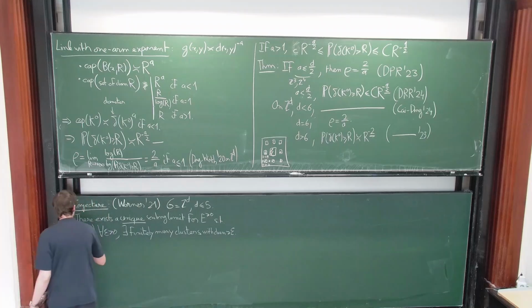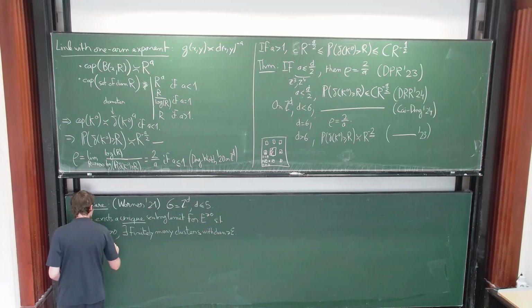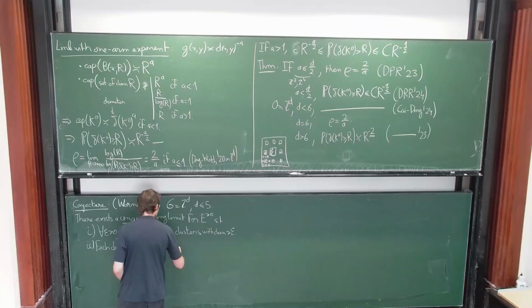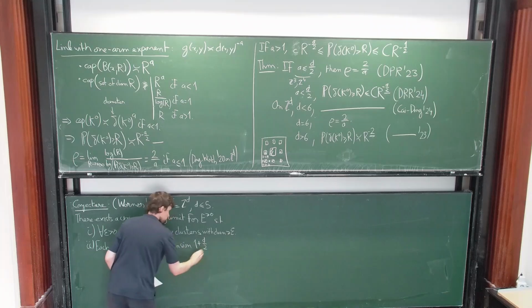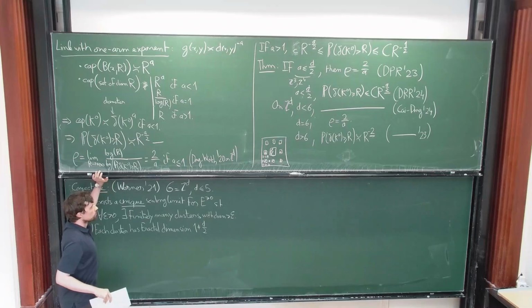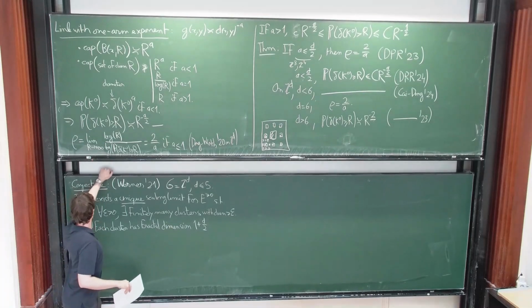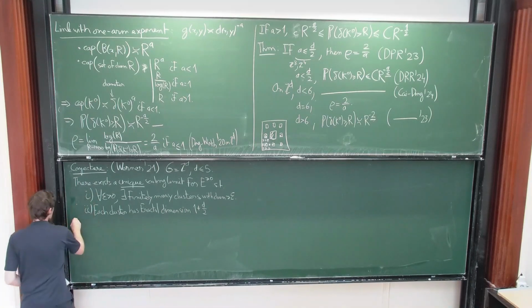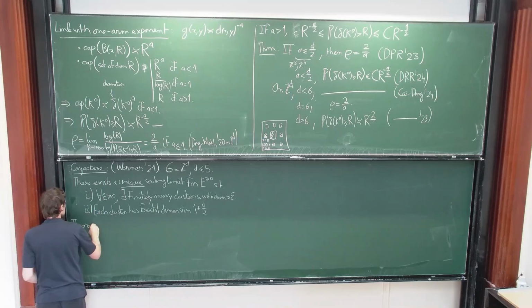And the second one is that each cluster, still in this scaling limit, has fractal dimension one plus d over 2. Okay, so you want to understand the fractal dimension of your cluster in this scaling limit. And so the theorem that I want to present now is solving, at least partly, this conjecture.